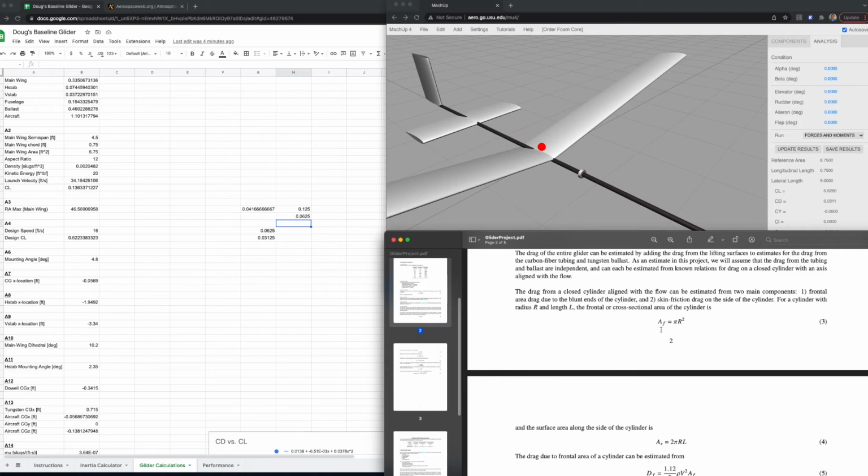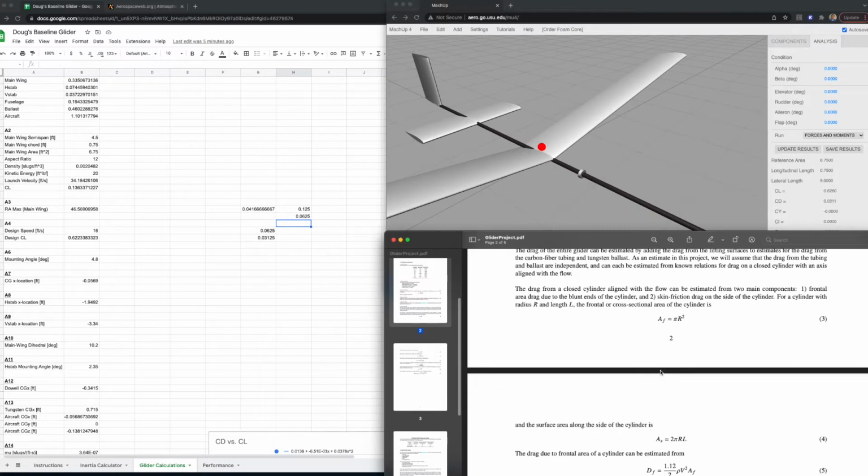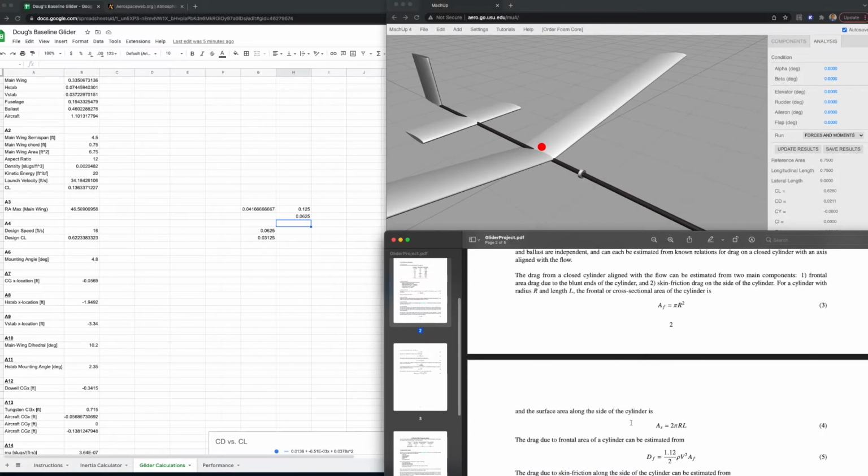So what we need to do is know the frontal area. This is the frontal area. R is the radius of a cylinder, and then we've got pi, which is 3.14. So the frontal area is pi r squared. The surface area along the side of the cylinder, A sub s, is 2 pi times the radius times the length.